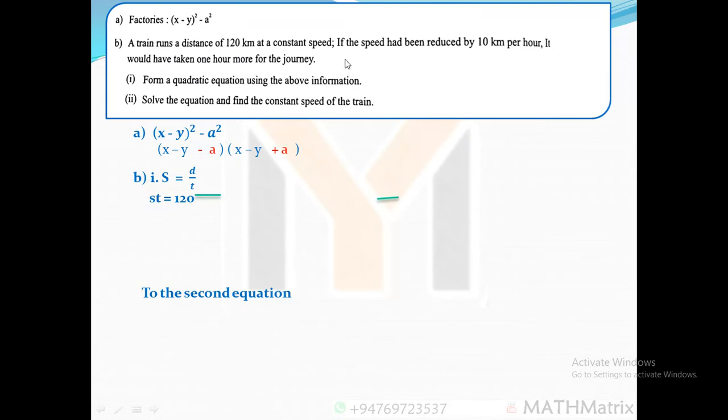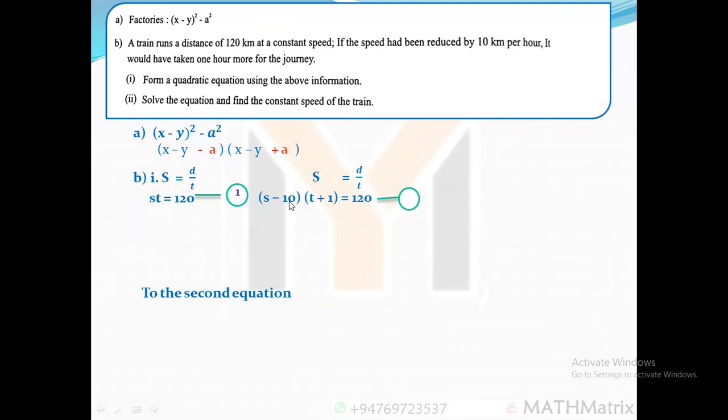And in the second one, they are saying, read that carefully. If the speed had been reduced by 10 km, that means s minus 10 now. Speed has been reduced by 10 km. It would have taken 1 hour more for the journey. That means t plus 1. So that is how we should have marked right now.